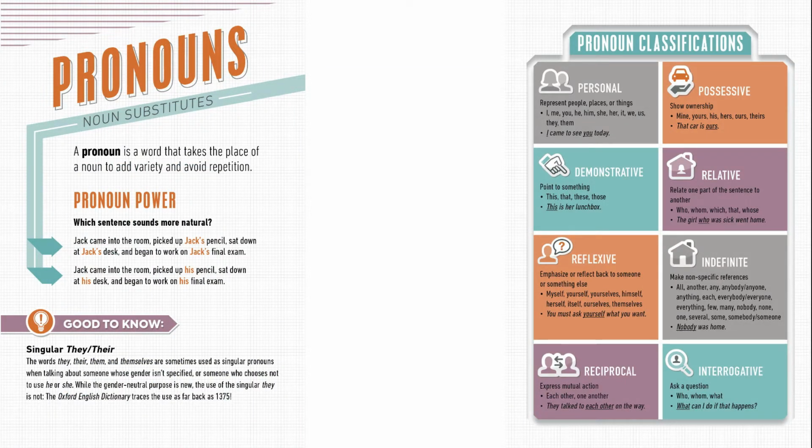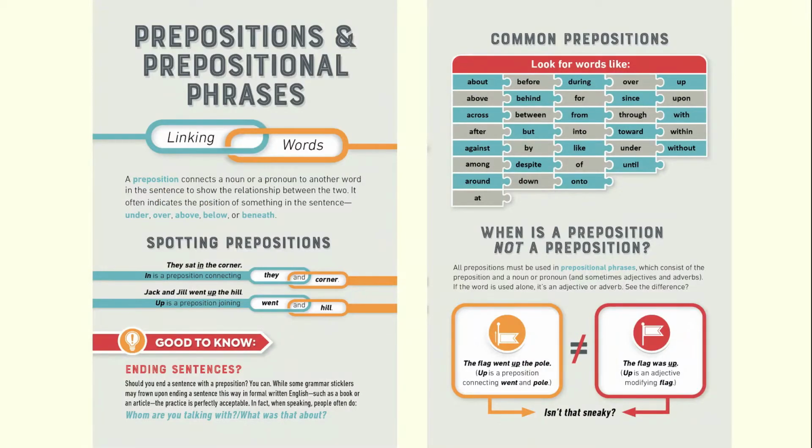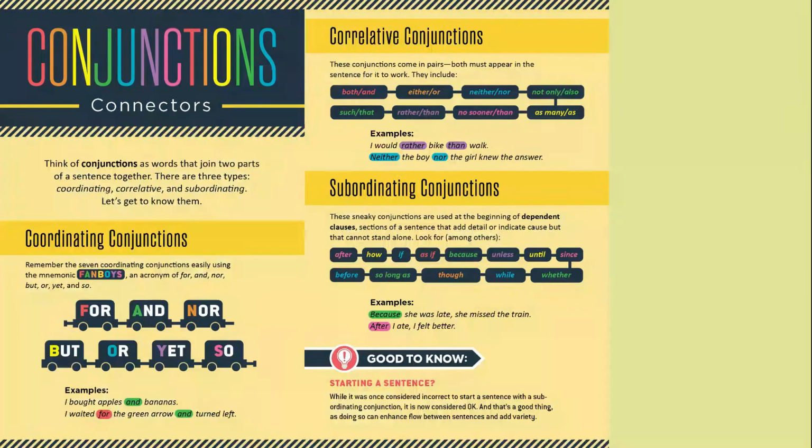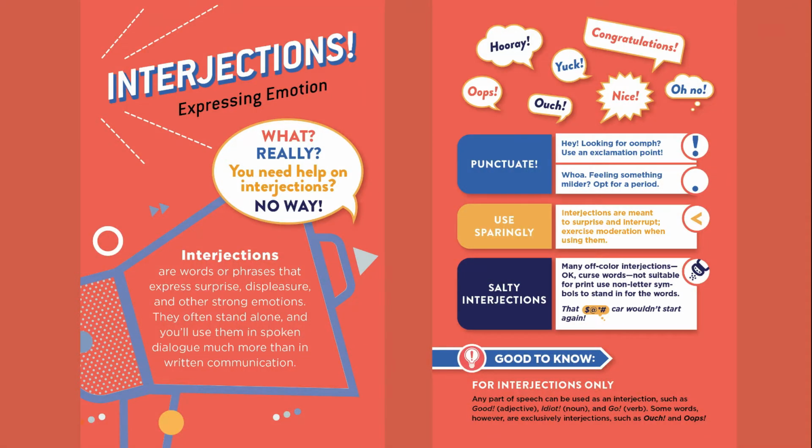Pronouns. A pronoun is a word that takes the place of a noun to add variety and avoid repetition. Prepositions and prepositional phrases. As you can see from the infographic, these are also known as linking words. A preposition connects a noun or a pronoun to another word in the sentence to show the relationship between the two. Conjunctions or connectors. Think of conjunctions as words that join two parts of a sentence together.